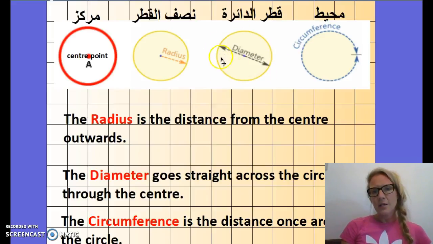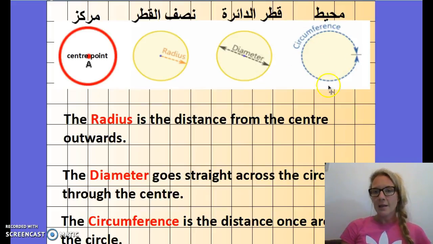The next circle here shows the diameter of the circle. The diameter goes straight across the circle through the center. So it goes from one side of the circle all the way through the center point to the other side.